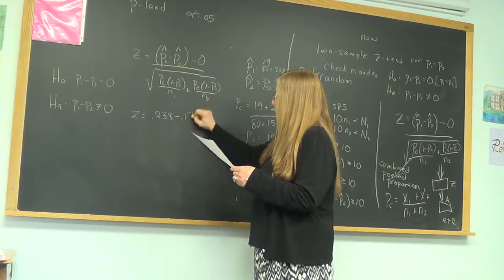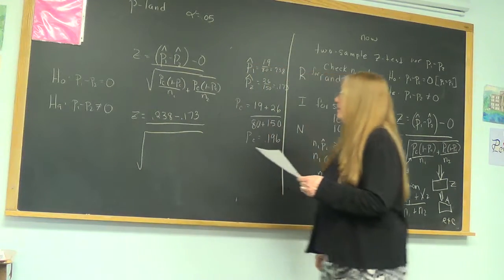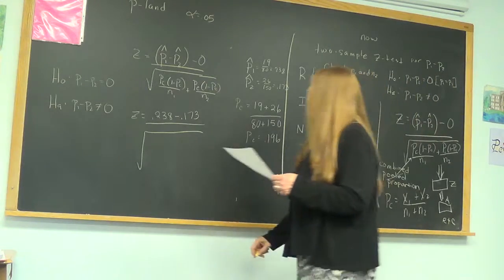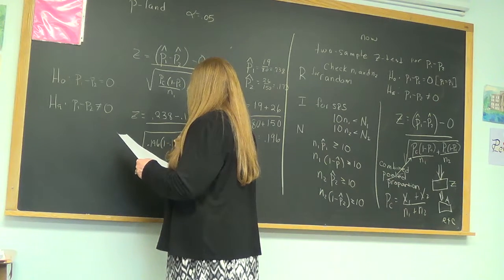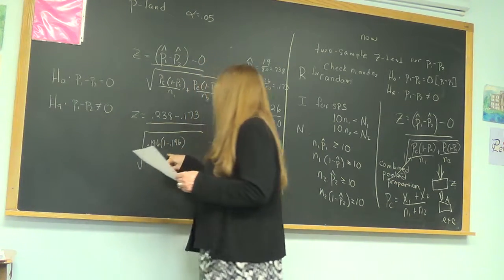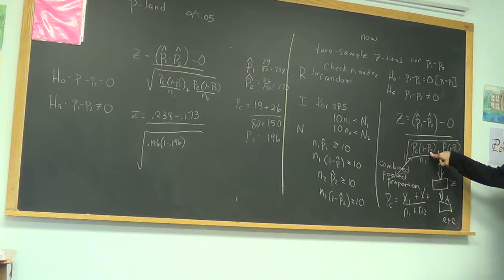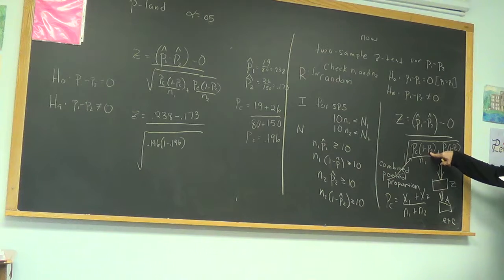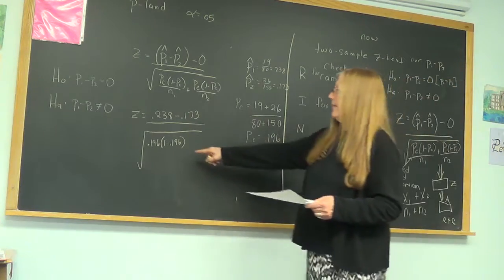Minus 0.173. Good. And the bottom, over the square root of 0.196 times 1 minus PC. This number is always the same. In that way, it's easier, because on our confidence interval we had different numbers on both sides of that plus sign. Down here we will, but the numerators are going to be alike. Little break. All right, are you okay with this, Bree? Yes.